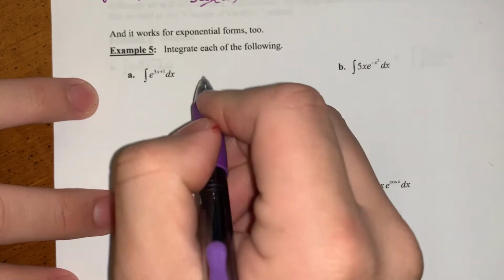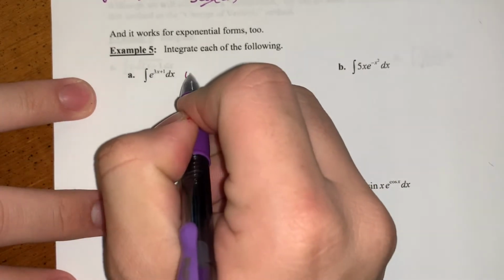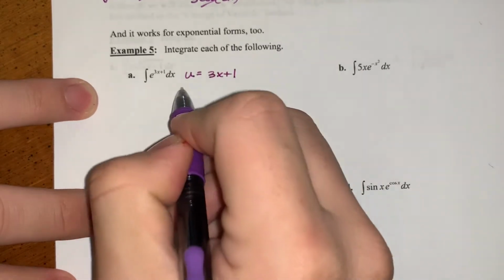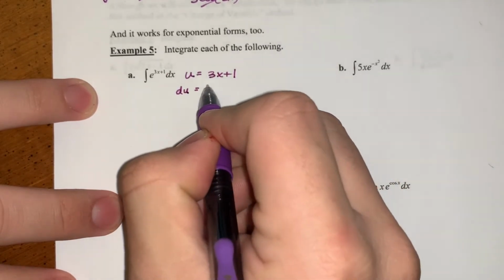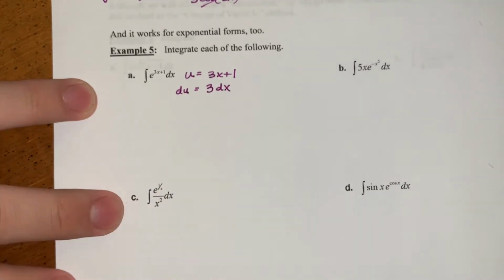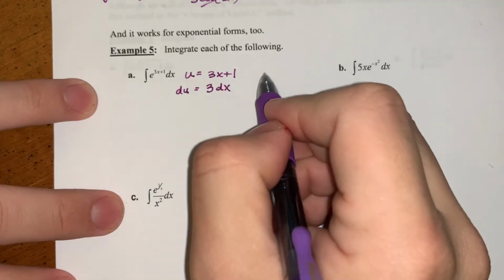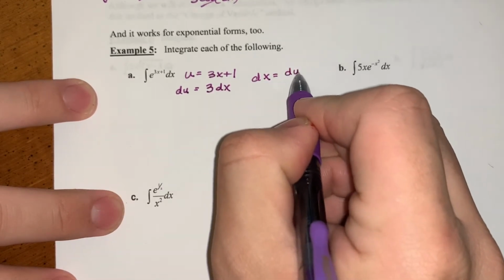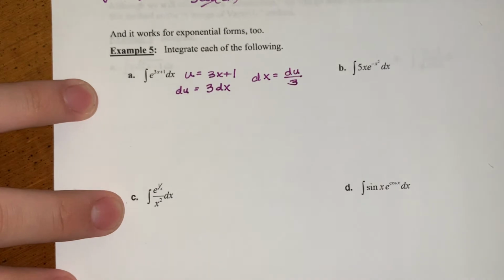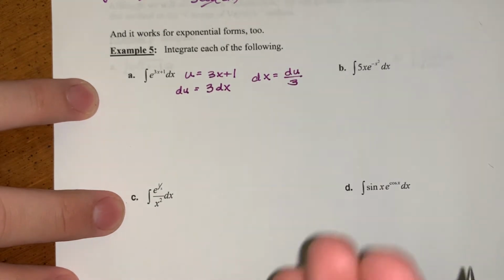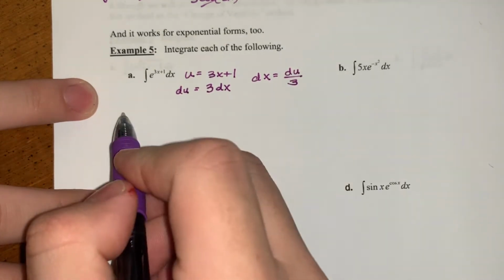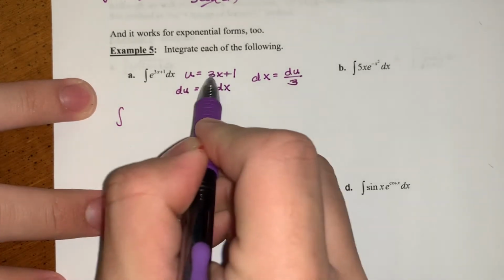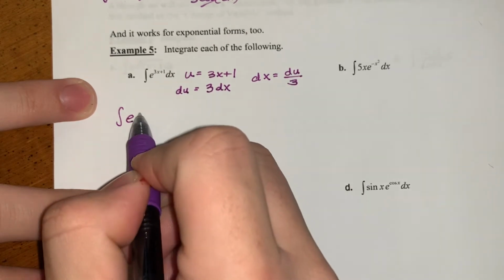So if I select my u as the exponent, it'll be 3x plus 1. So then du is equal to 3 dx. Okay, and then I'm just going to write it over here. I have dx is equal to, dividing both sides by 3, du divided by 3. All right. Now I do all of my substitutions into this. So I'm going to substitute everything. I have e to the u power, because we said that 3x plus 1 was our u.